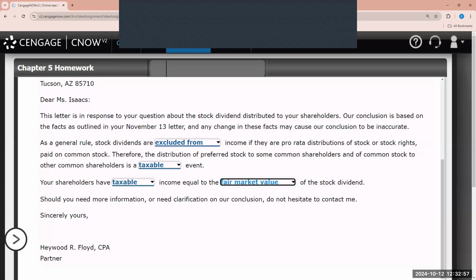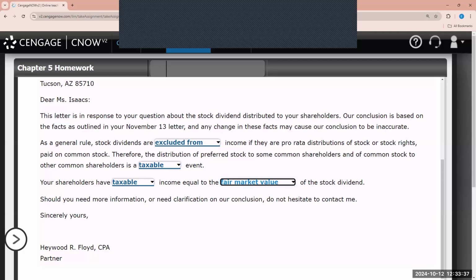So the reason why this is important is because there are some exceptions to the general rule. In the event there's a distribution payable in either stock or property at the election of the shareholder, or if there's distributions of property to some shareholders with a corresponding increase in the proportionate interest of the other shareholders in either the assets or the earnings and profits of the distributing corporation, or if there's distribution of preferred stock to some common shareholders and of common stock to other common shareholders, as we see in this example, hence why it raises a taxable event.